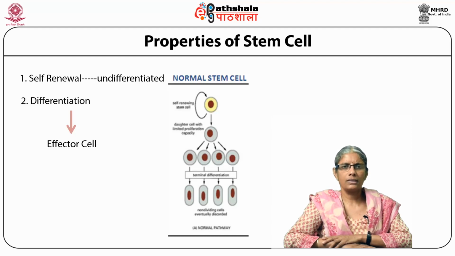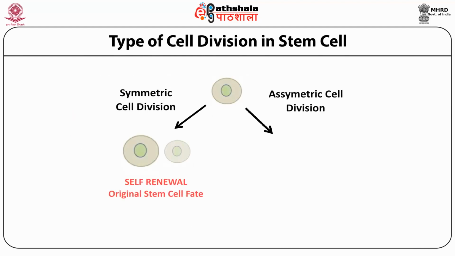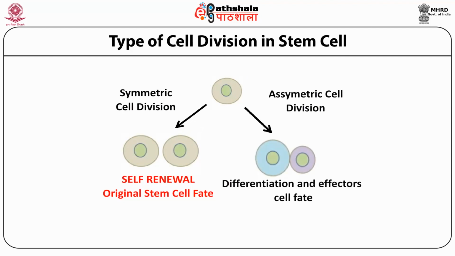In case of a need, the daughter stem cell can differentiate into an effector cell, which can then acquire specialized functions, such as that of a hepatocyte, cardiac cell, lung cell, etc. What determines the self-renewal versus the differentiation fate? To understand this, we need to understand the cell division in the stem cell.